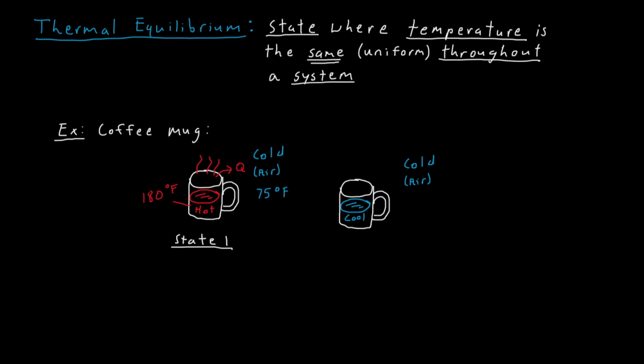For thermal equilibrium to be achieved, of course, in state 2, the temperature of the coffee has to be equal to that of the surrounding. So ideally, the coffee will cool down to a temperature of 75 degrees Fahrenheit, being equal to that of the surrounding. So this is essentially what thermoequilibrium looks like, where there is no more transfer of heat between two mediums.